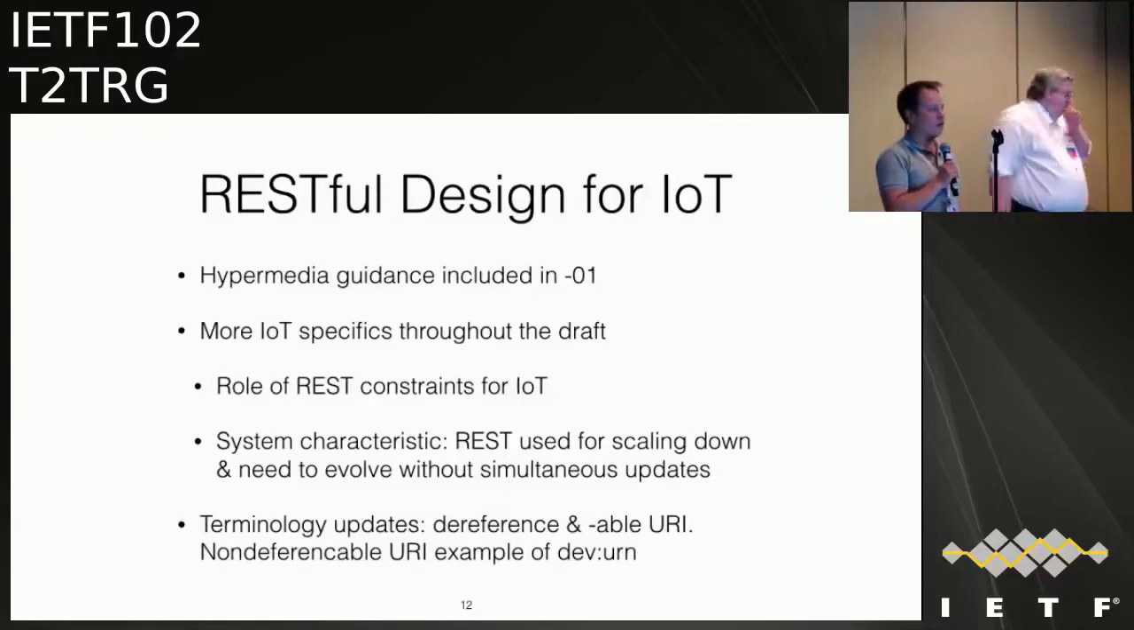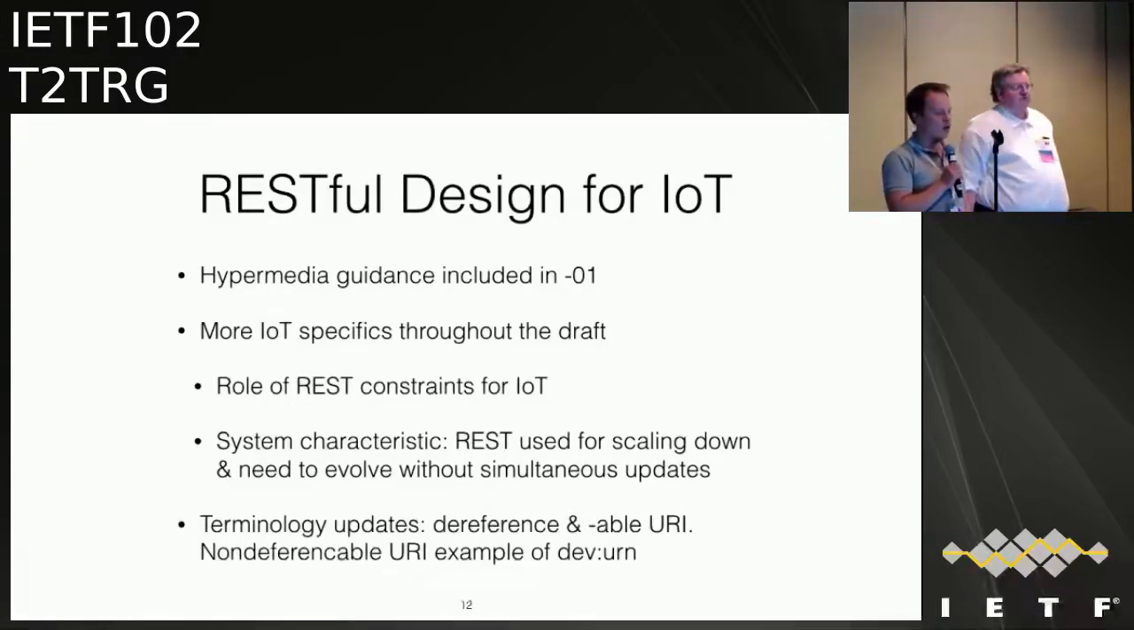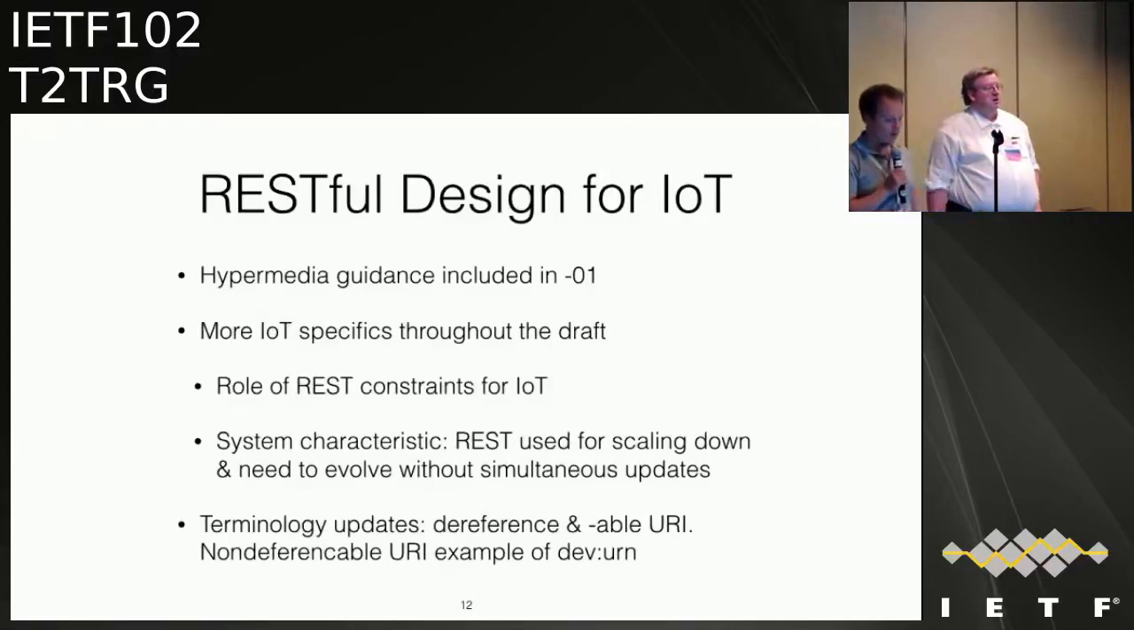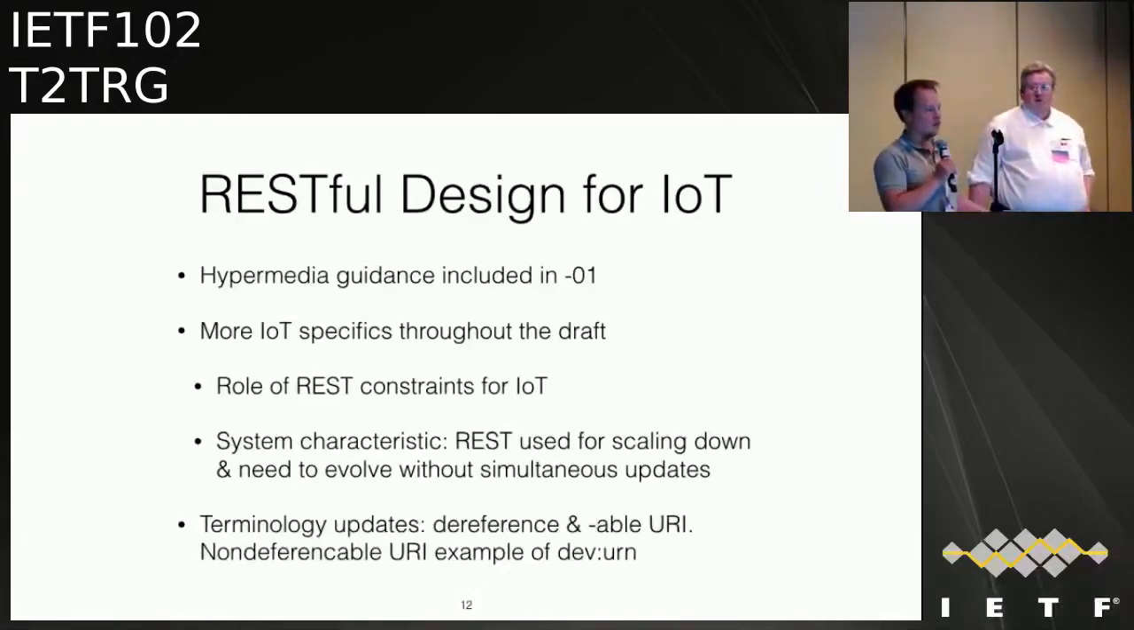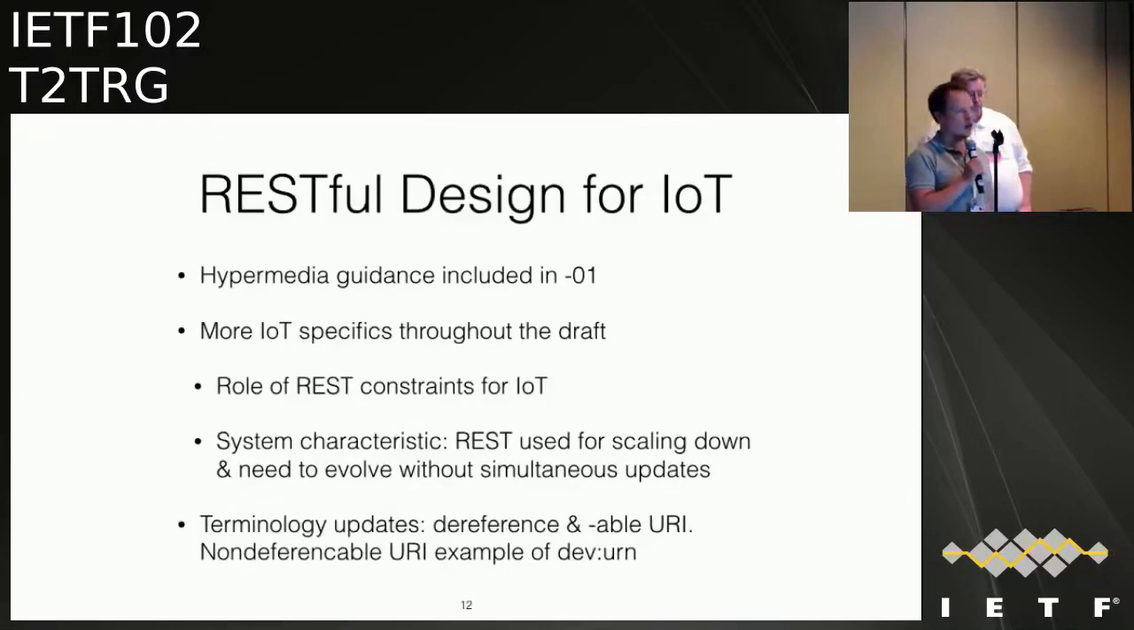For example, that in the case of REST and IoT, we're using REST not only to scale up and out, but also scaling down, being able to contemplate very constrained devices. And also this need for evolution, that you cannot necessarily update all your devices at the same time, even though you want to have evolution in your system. So how can the REST principles help in that kind of case? And we also updated the terminology section. We noticed that being able to dereference URIs, and having URIs that can do that, wasn't very well explained yet. So now it's part of the draft, also using the dev URN URIs as an example of such URIs.